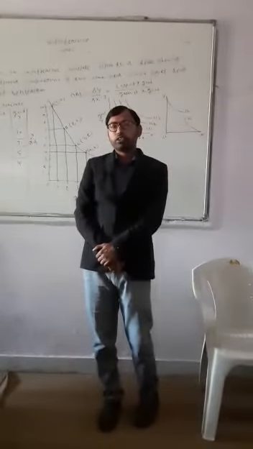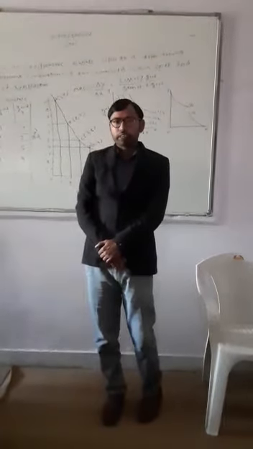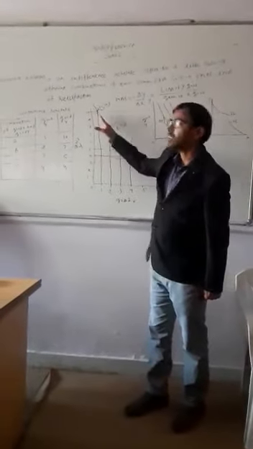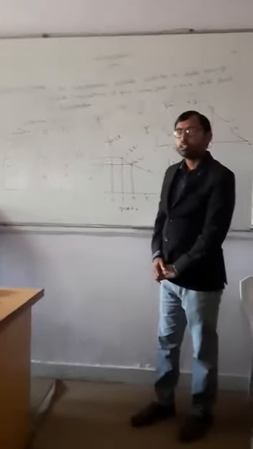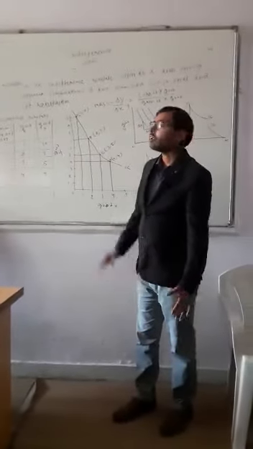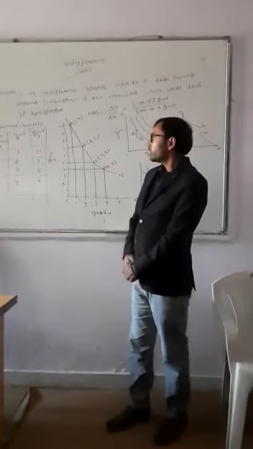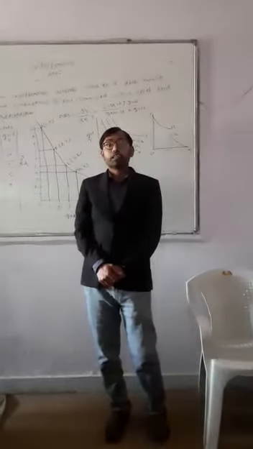Indifference curve shows different combinations of two goods that give equal satisfaction to the consumer, like combinations A, B, C and D. All these combinations provide equal satisfaction to the consumer, and the consumer is indifferent between these combinations. Clear?